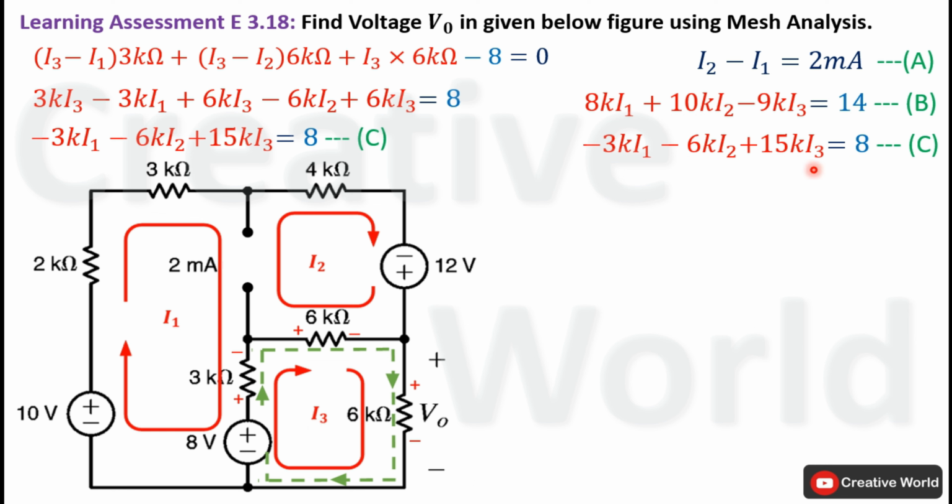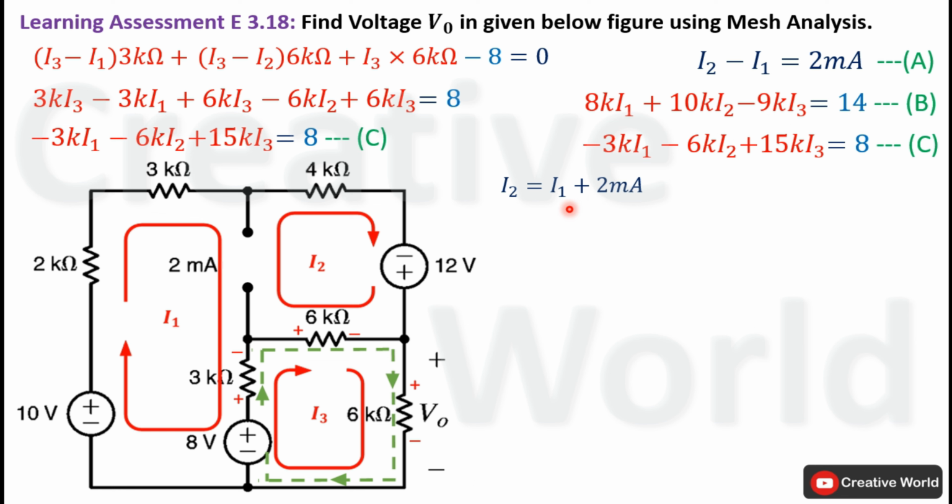For that purpose, first of all, if we observe, we can find out the value of current I2 from this equation by placing this minus I1 on the other hand side of equal. So I2 will be equal to I1 plus 2 milliampere. Now we can replace the value of current I2 inside these two equations so that we can omit one variable, I2, and only two variables will be left inside these equations, I1 and I3.